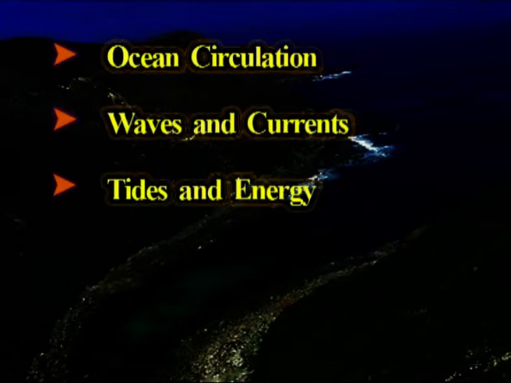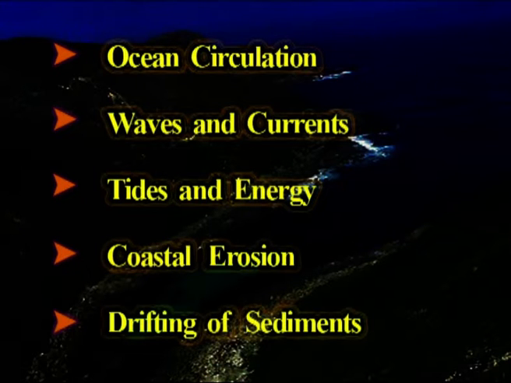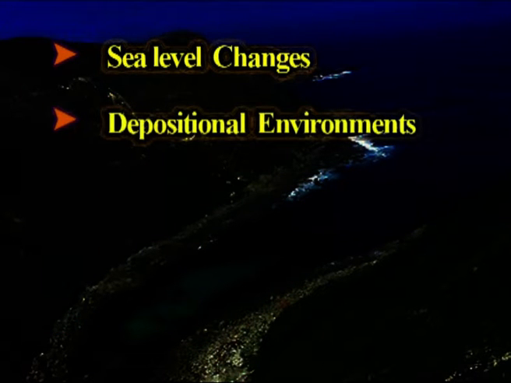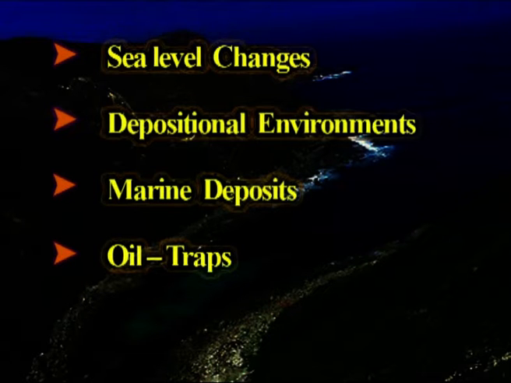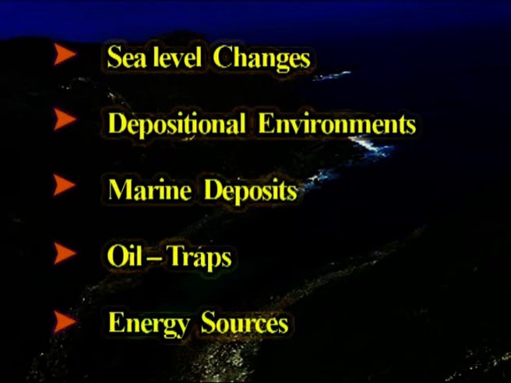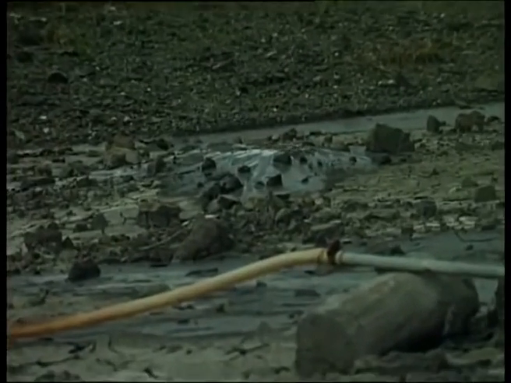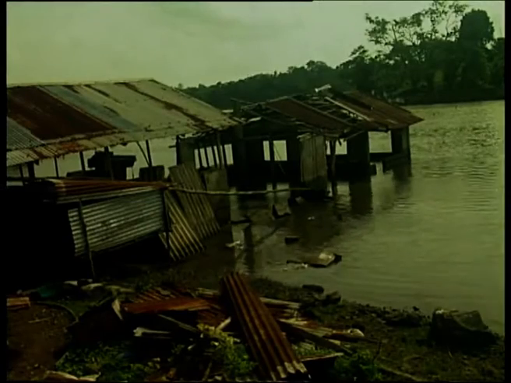In geological oceanography, the factors affecting ocean circulation, waves and currents, tides and energy, coastal erosion and drifting of sediments, sea level changes, depositional environments, marine deposits, oil traps and energy sources are also studied. The geological oceanography is the main subject which studies the tectonic movements which are happening inside the sea and oceans. Tectonic movements, underwater eruptions, mud volcanoes, tsunamis, are all studied under geological oceanography.